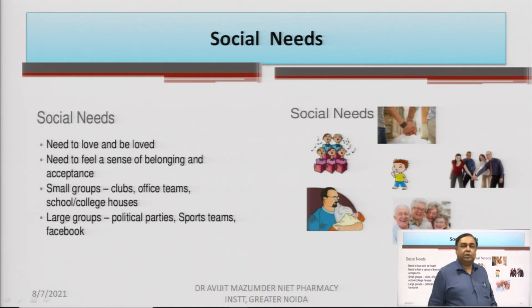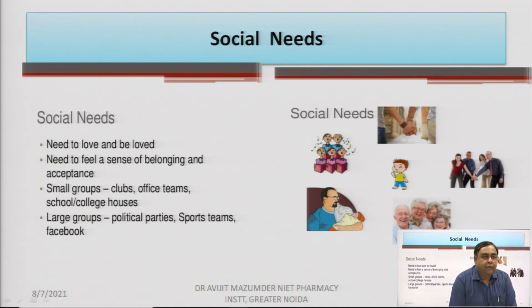Next is the social need. Everyone needs to love and to be loved. Everyone, even a newborn child, people of around 15 to 20 years, an adult of around 30, 40, 50 years, even a senior citizen, everyone wants that he should be loved, and he also wants to love someone. He wants to be loved by a group of people. Affection, a situation of bondage.